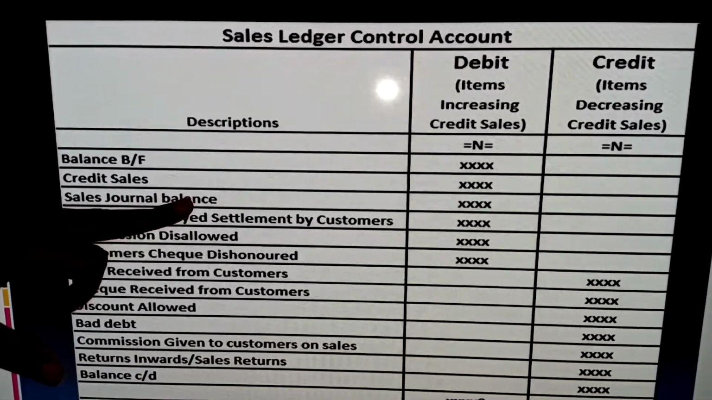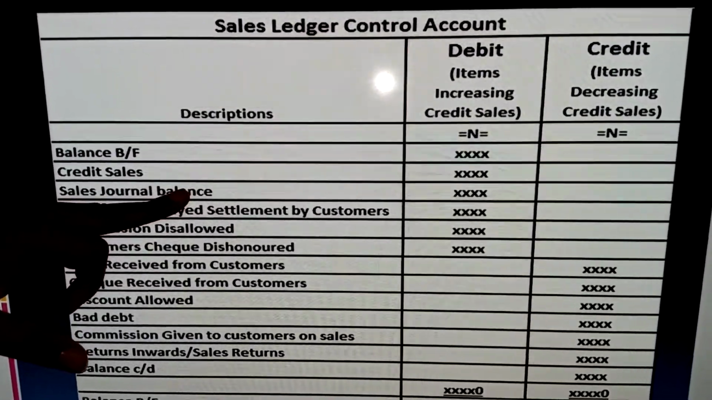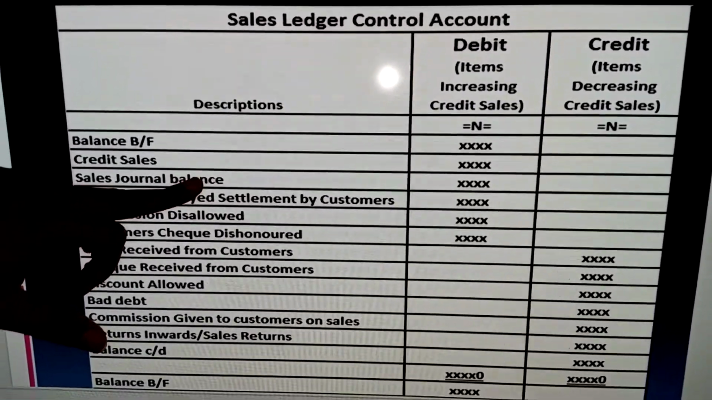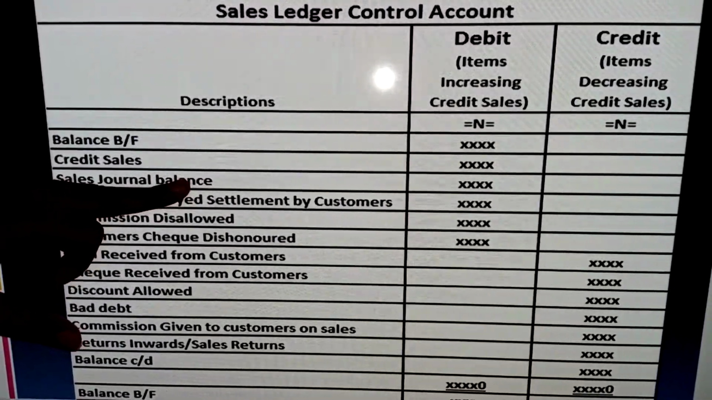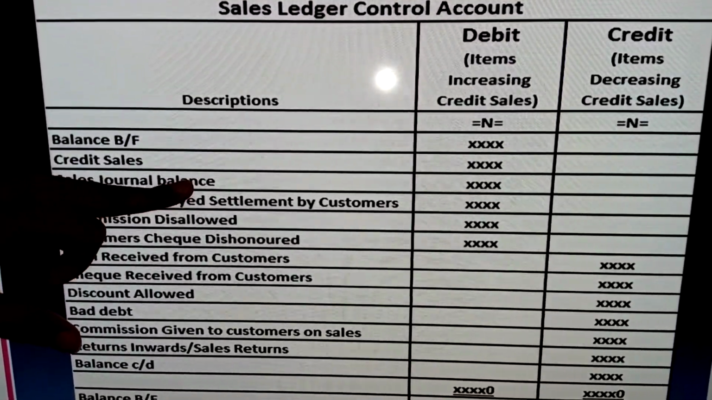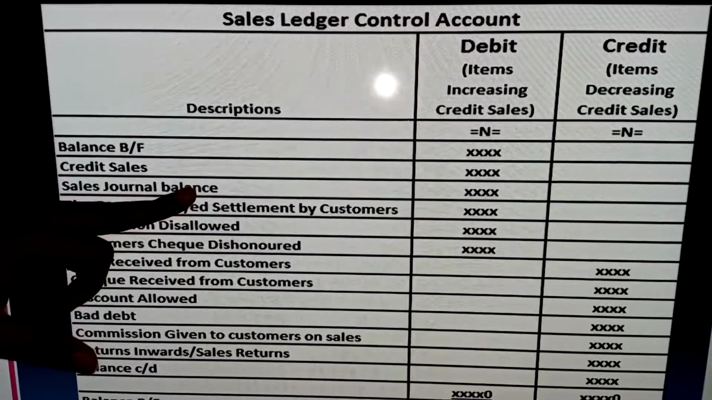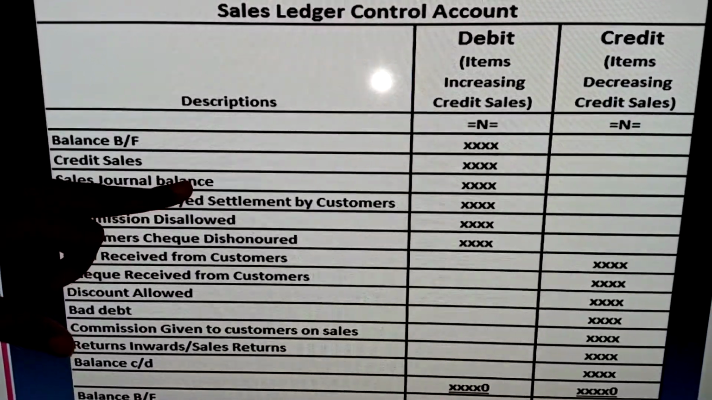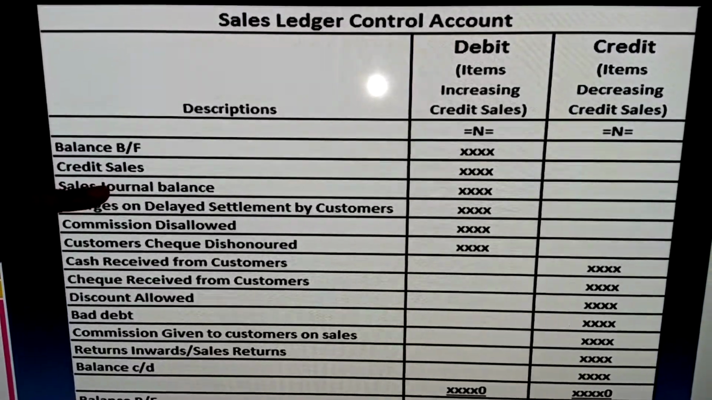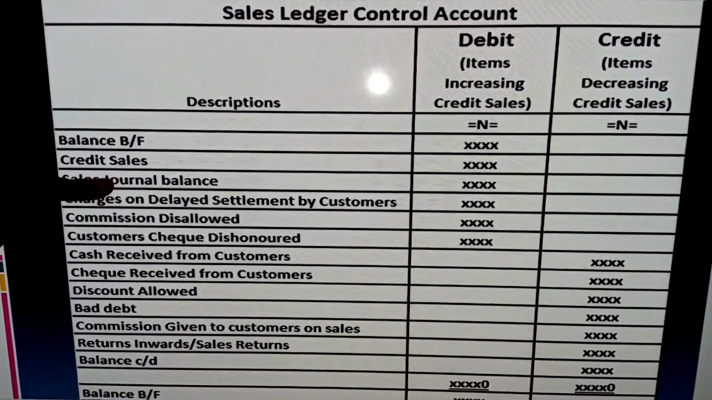Sometimes in examination conditions, instead of using credit sales, they use sales journal balance. Remember, in our sales day book class, we established the fact that the sales journal is used to record credit sales. So in examination condition, they can use it interchangeably. Instead of using credit sales, they might use sales journal balance. Understand that they are saying the same thing.